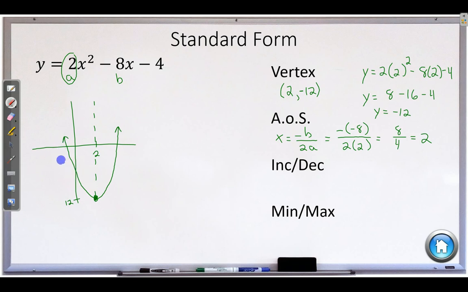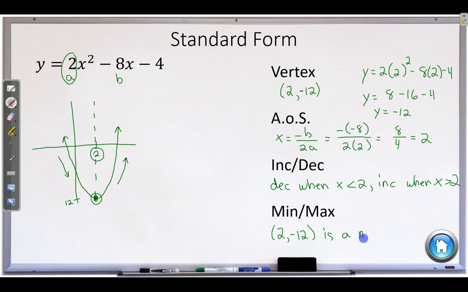So first, our parabola is decreasing. Then the parabola is increasing. So we are decreasing on the left side of 2. So we are decreasing when x is less than 2, increasing when x is greater than 2. And we have our vertex at the bottom, so the vertex is a minimum. There's the vertex, and it is a minimum. It's at the bottom.